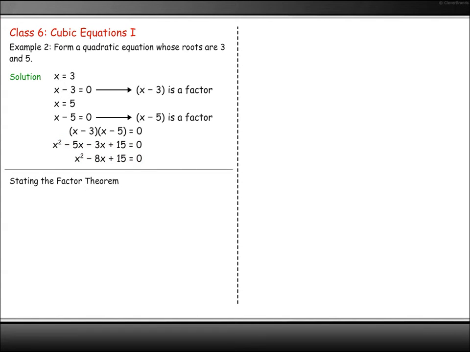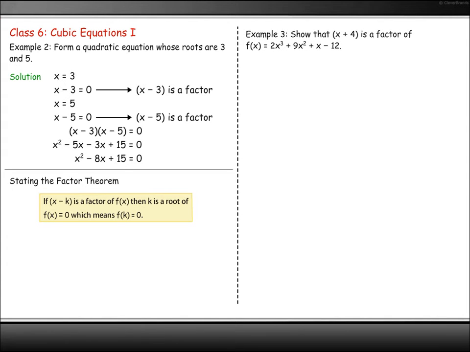Here is a statement of the factor theorem. Example 3. Show that x plus 4 is a factor of the f of x is equal to 2x cubed plus 9x squared plus x minus 12. If x plus 4 is a factor, then x plus 4 is equal to 0. Therefore, x equals minus 4 is a root. Now find the f of minus 4.